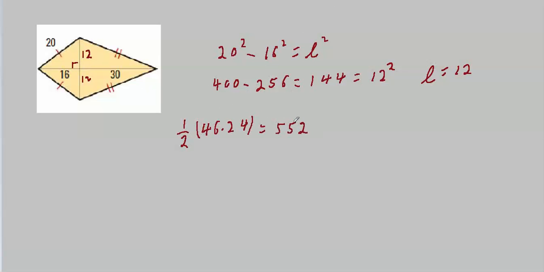And you could write units squared. They didn't give us any units. But whatever units they were, inches, feet, yards, light years, it doesn't matter. It will be that thing squared will be the area. Although if this was in light years, that'd be one big kite, wouldn't it?